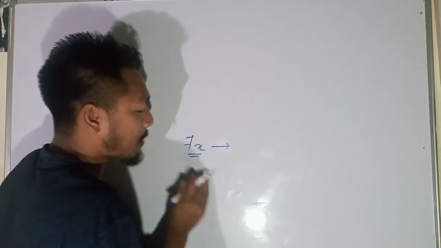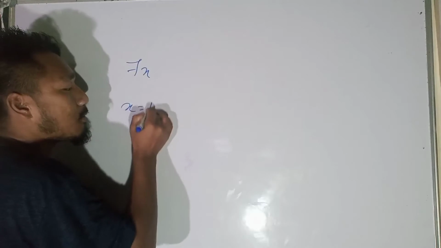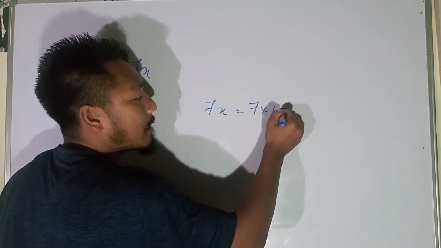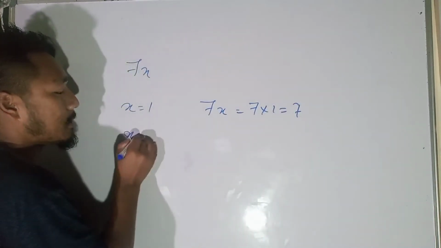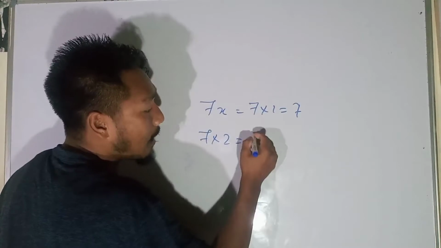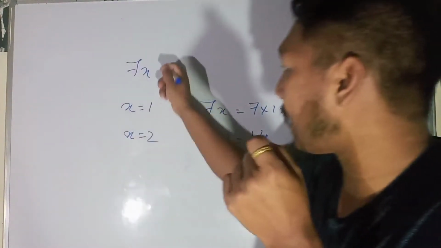If I put x is equal to 1, then the value of 7x will be 7 into 1, that is 7. If I put x is equal to 2, then your answer will become 14. So this 7x is not a constant.